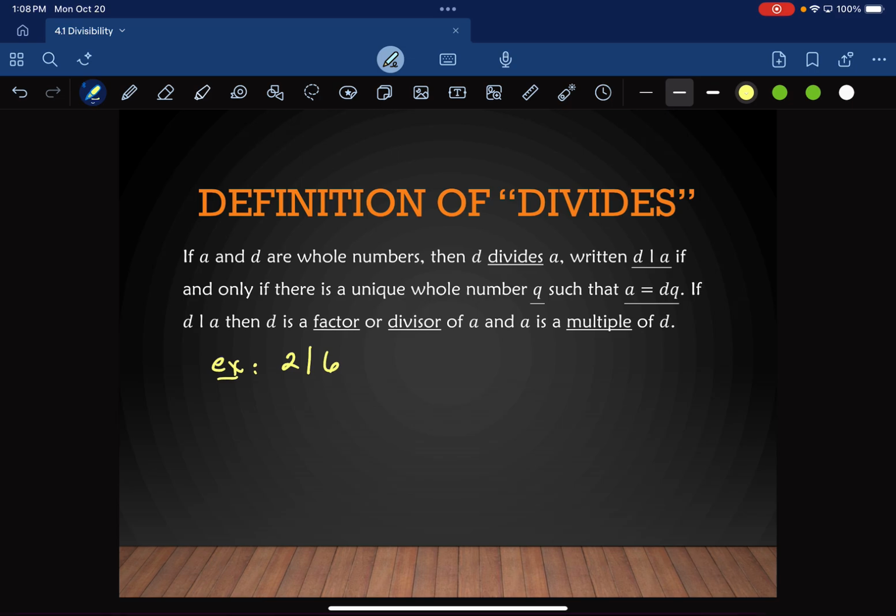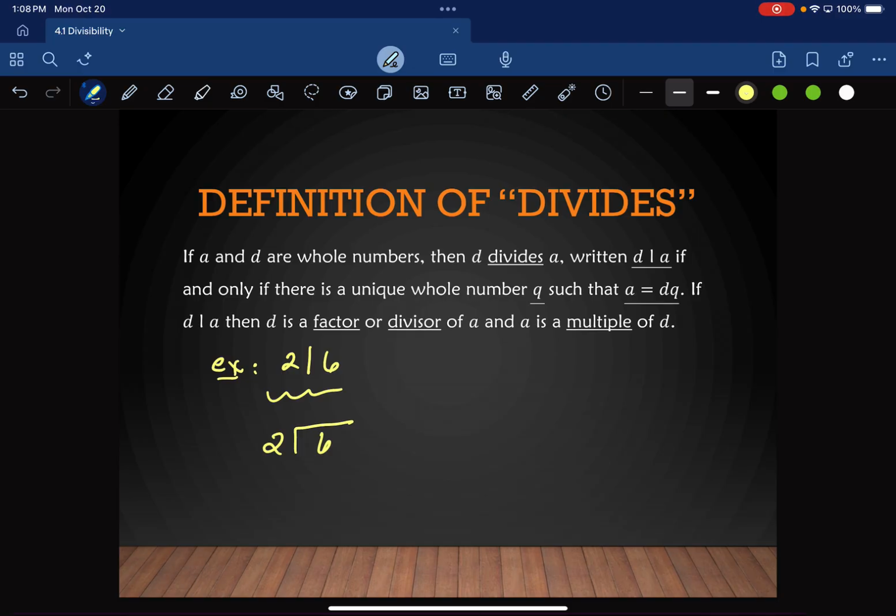Okay, you ready for an example so that we can kind of put some pieces here together and see what this is saying? Okay, so this says 2 divides 6. Does 2 divide 6? Yes, the answer is yes. Can you do 6 divided by 2? Yes, you can, right? This means 2 is on the outside, 6 is underneath, and it goes in evenly.